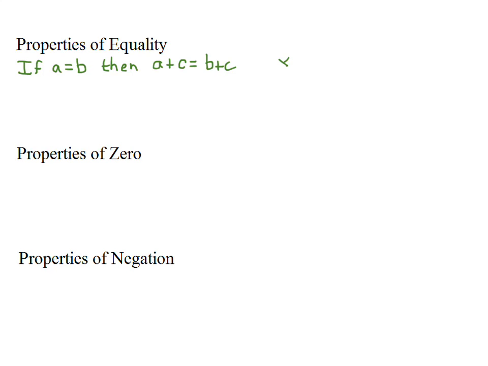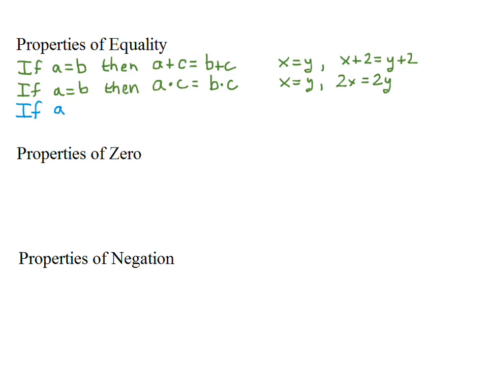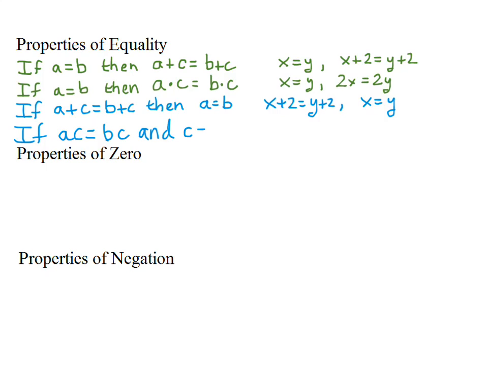So now here we have some properties that will help us simplify things. So if we have two numbers that are equal, then we can add anything to both sides, or we can multiply anything to both sides and end up with the equality. The same thing is true for the other direction. If we have x plus 2 equals y plus 2, then x equals y. All right?